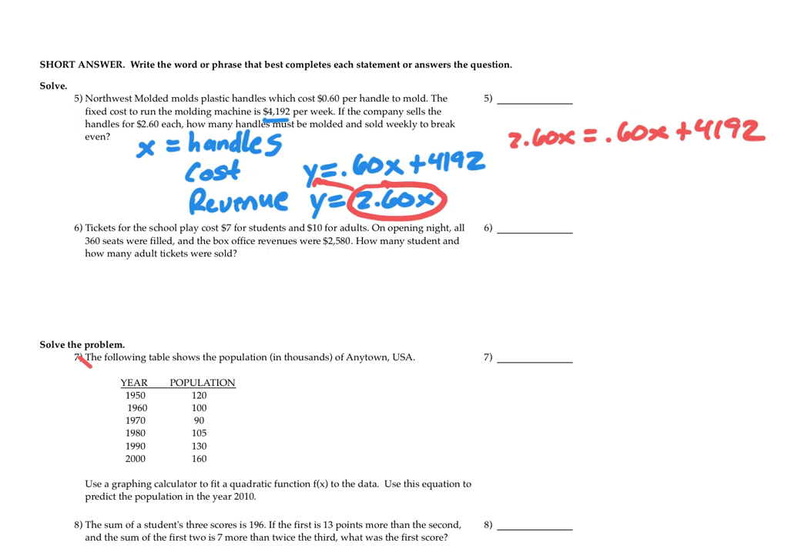And then you can solve for x from there. Once you're there, it shouldn't be too bad to solve. And we're solving for x, how many handles, and that would be like your break-even point. How many handles do I need to make and sell to break even?